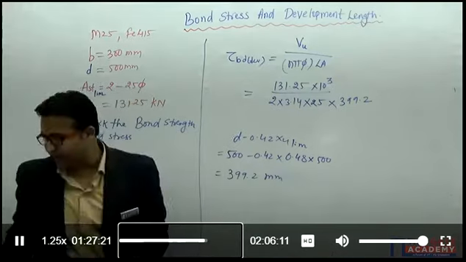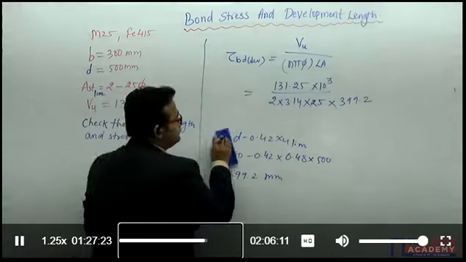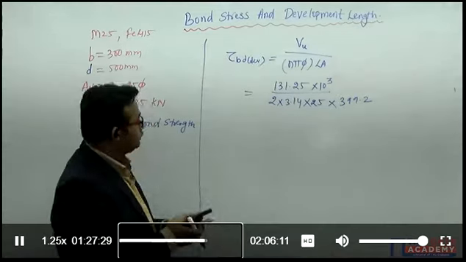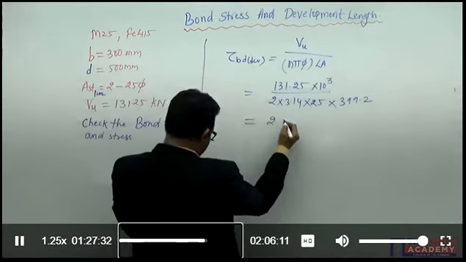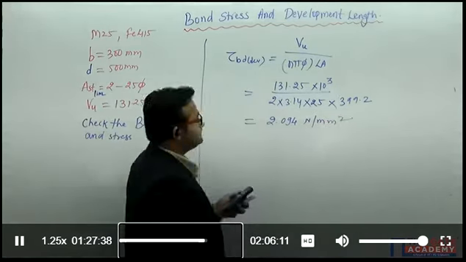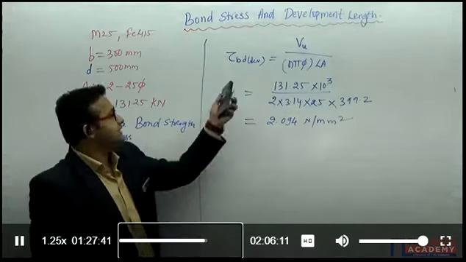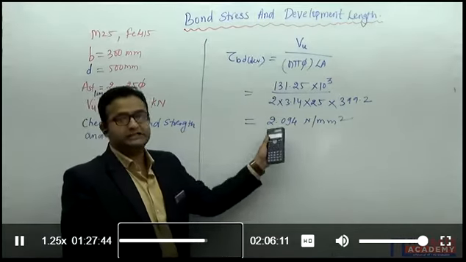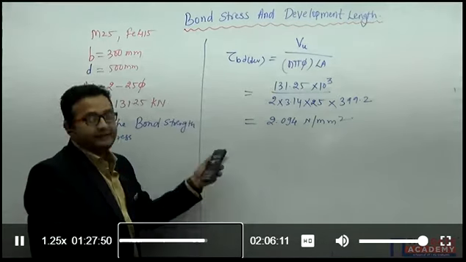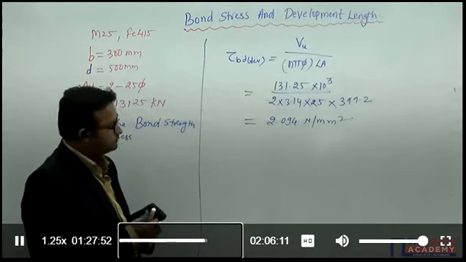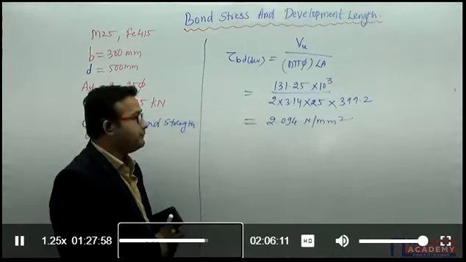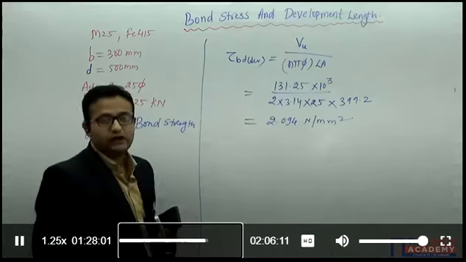Let's calculate the tau bd develop. The value of tau bd develop I am getting is 2.094 Newton per mm square. Right? This is the tau bd develop. Now let's calculate the tau bd permissible. Means these are the stresses which are coming due to the external load, tau bd develop. This is bond stress. Now let's calculate bond strength.